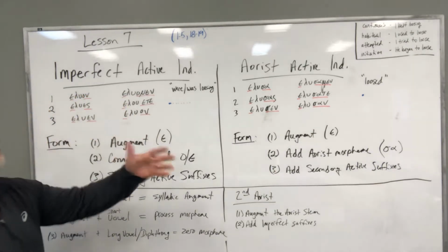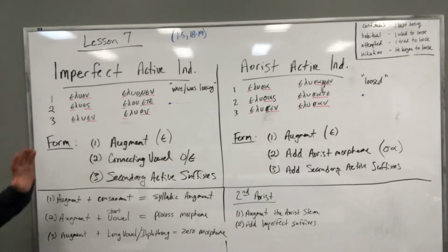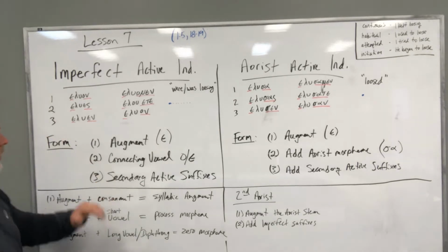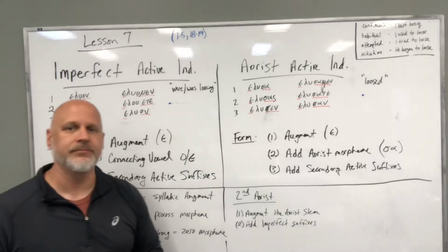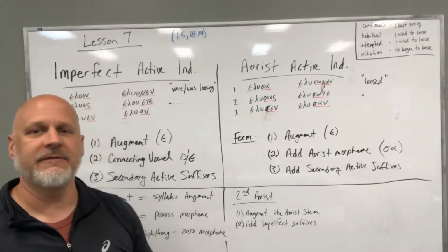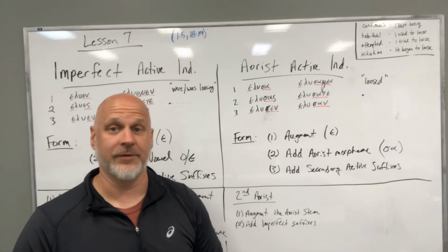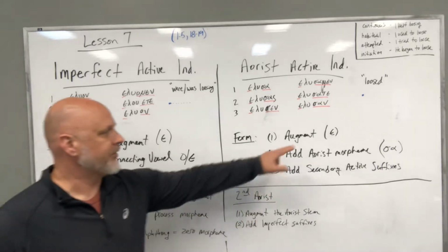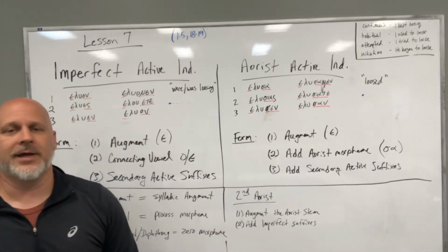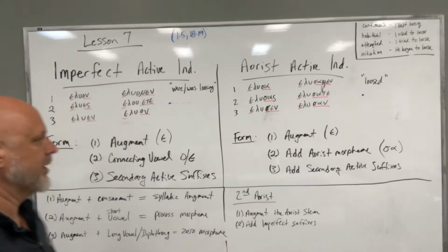Now, how are these formed? Each of these are formed with an augment. So we're augmenting the term. We're putting a vowel at the front of our verb, and the augment is an epsilon in both cases. This is how we recognize our past tense. We have the epsilon augment.